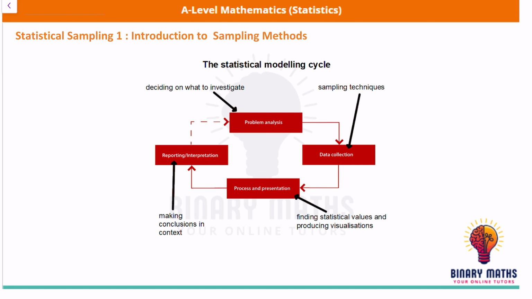This video is about the uses of different types of sampling, both random and non-random. We need to be aware of the bias that may be introduced through the method of data collection and the advantages and disadvantages of each method.